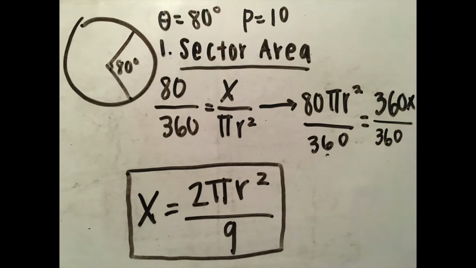I cross multiplied those, and I got 80 pi r squared is equal to 360x. To make it easier, I solved that for x. I divided both sides by 360, and so I got x to equal 2 pi r squared over 9.